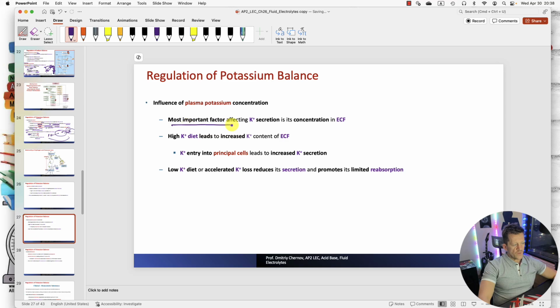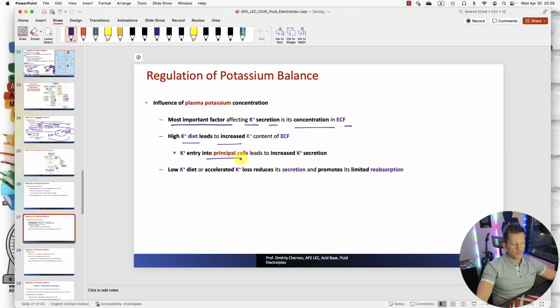So the most important factor affecting potassium secretion is its concentration in extracellular fluid. That concentration leads to movement of the potassium within the system. A high potassium diet leads to increased potassium content in extracellular fluid. Where do we get potassium? Nuts, seeds, grains, so basically legumes, nuts, seeds, and grains. But the body tries to maintain that and get rid of the excess.